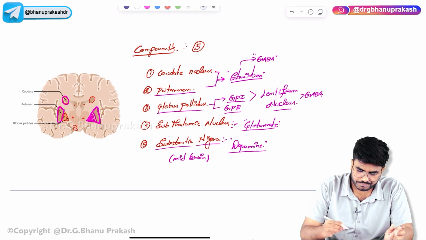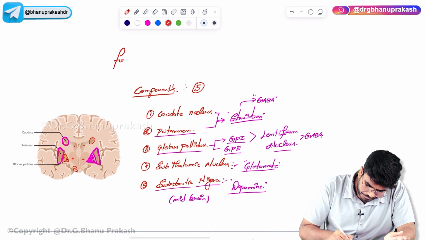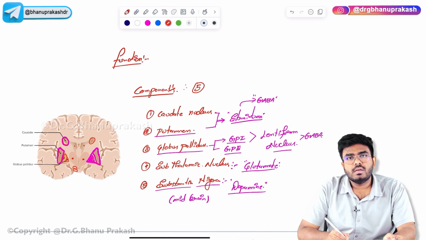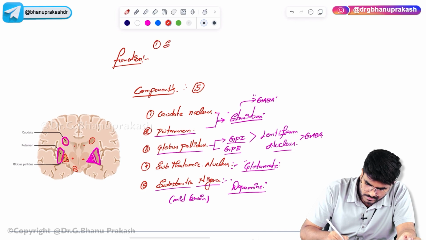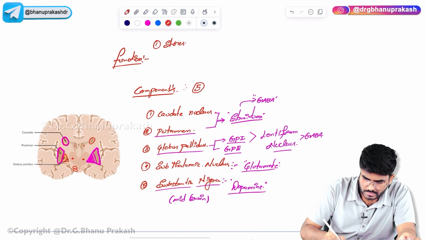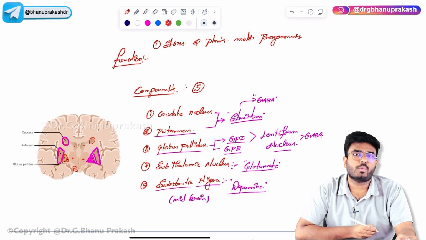Okay. Now look, let me write here itself. The function of the basal ganglia is, actually there are two functions. One is that it stores and plans motor programs. Okay, stores and plans the motor programs.